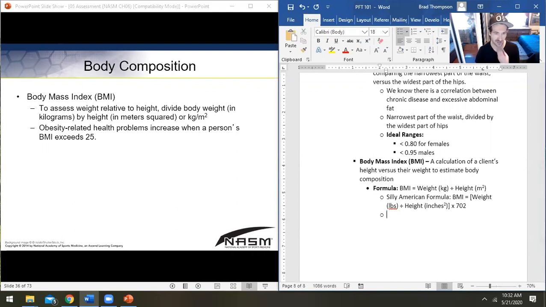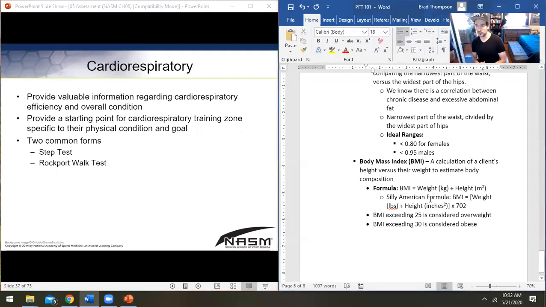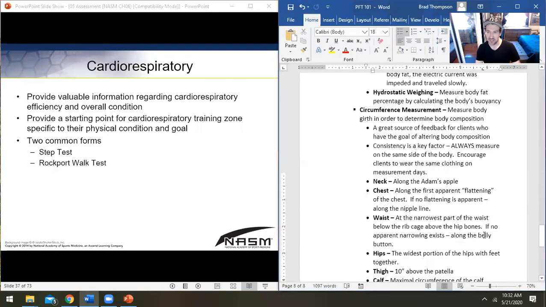And then we have our normal ranges, right? So a BMI exceeding 25 is considered overweight, and a BMI exceeding 30 is considered obese. Okay, so those are our numbers. So that is a really simple breakdown of the body composition stuff. Really some hard objective data, right?